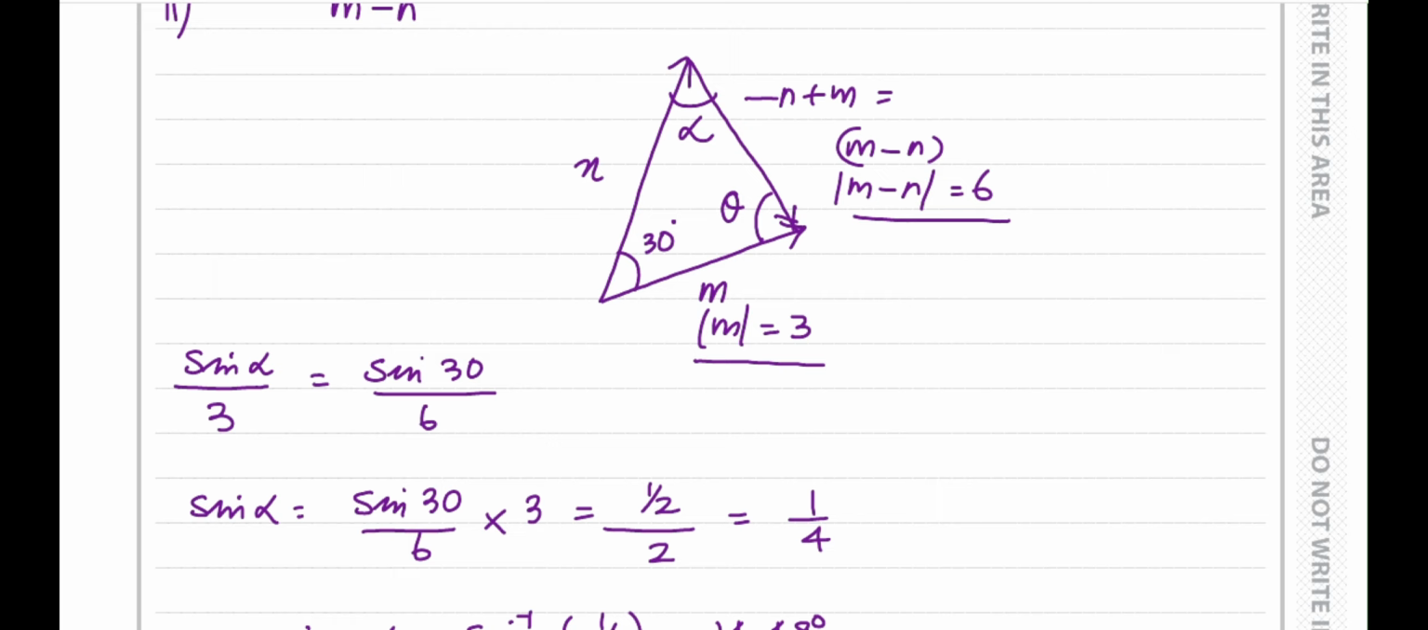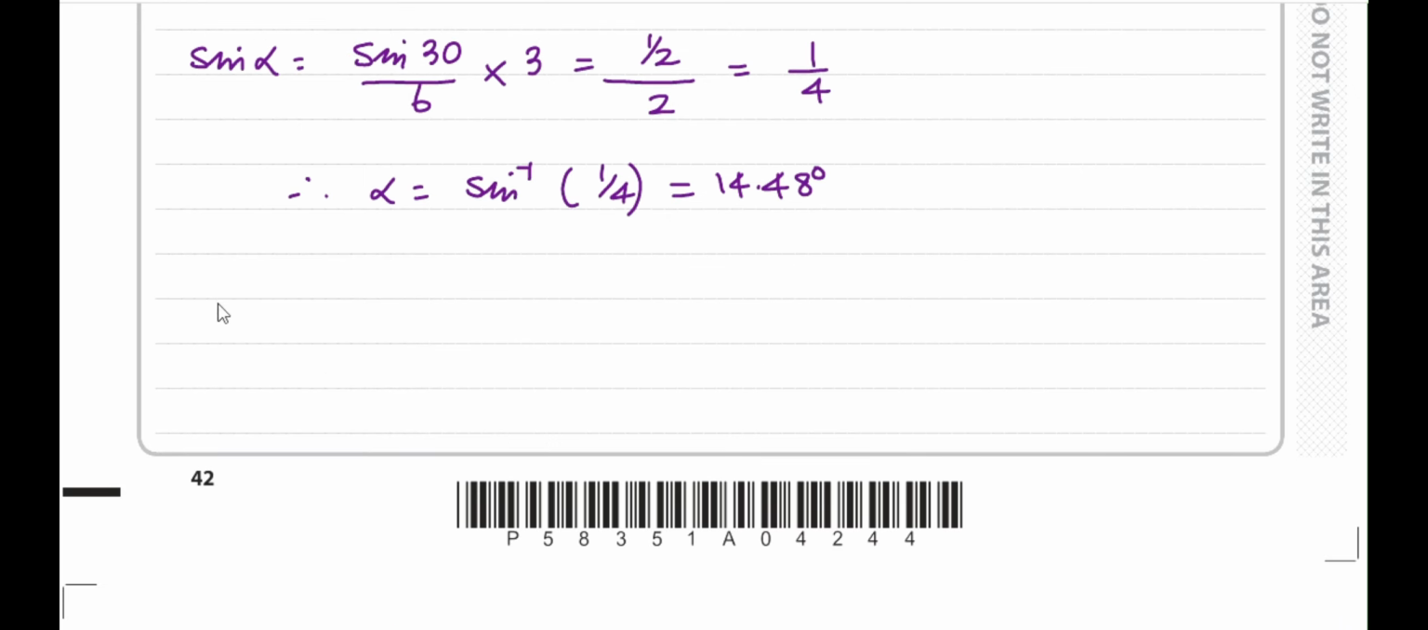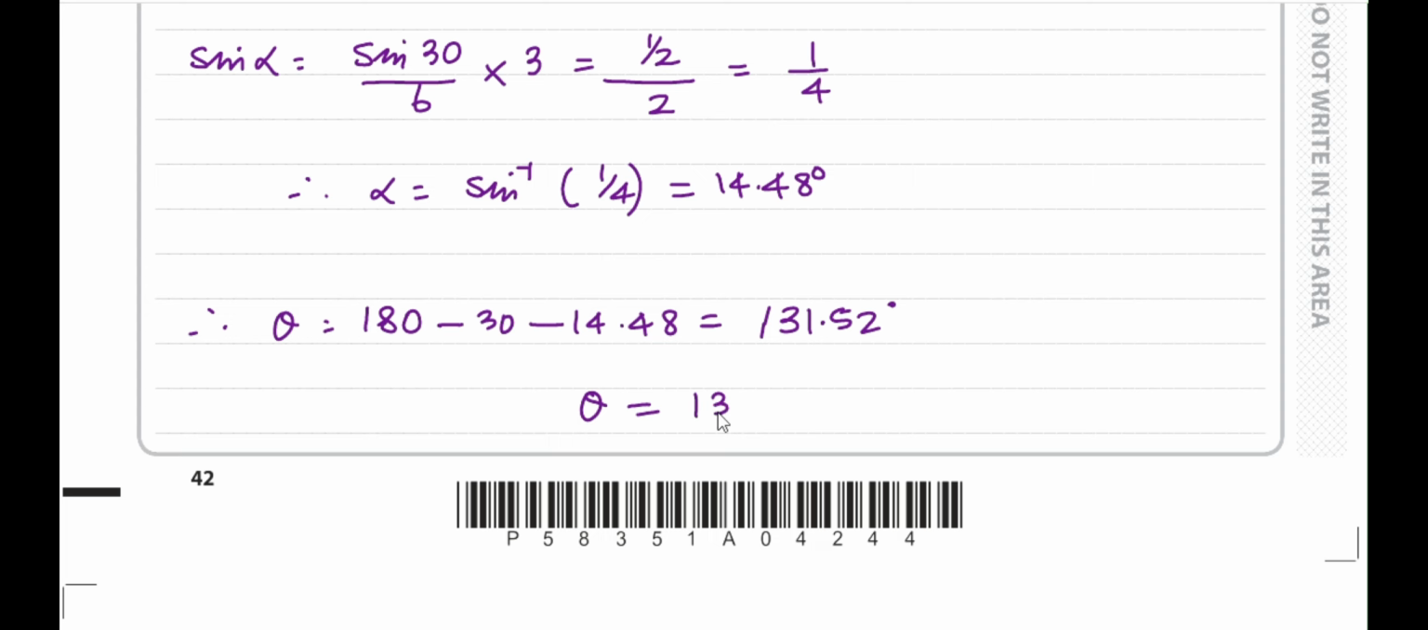So we can write alpha is 14.48, hence theta must be, therefore theta is equal to 180 take away 30 take away 14.48 degrees, which is equal to 131.52 degrees. The question wants us to write the angle to one decimal place, so 131.5 degrees. That's it.